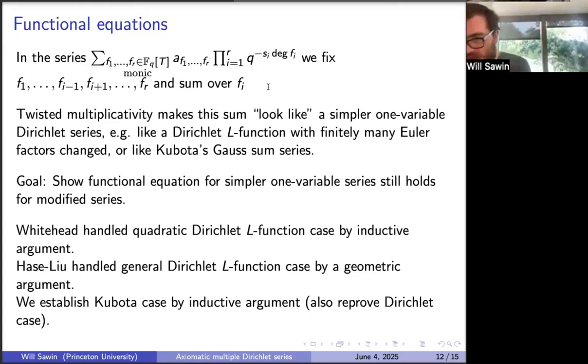And then my student Hasliu did the general case of the Dirichlet L function by a very different argument, a geometric argument, using a kind of geometric understanding of these series. And we are establishing a Kubota type functional equation. So the functional equation when it looks like a Kubota series, again by an inductive argument similar to Ian's thesis. And we also check that this gives an alternative proof of the Dirichlet type functional equation. So we have two proofs in that case.